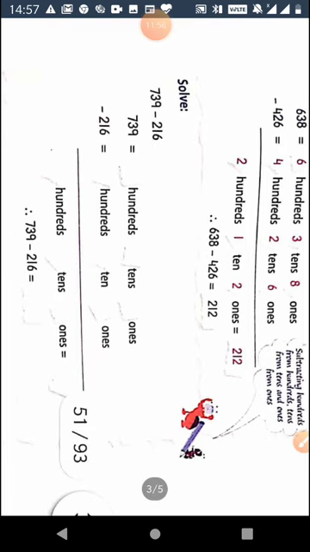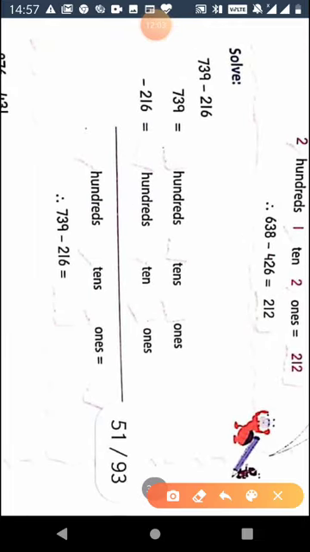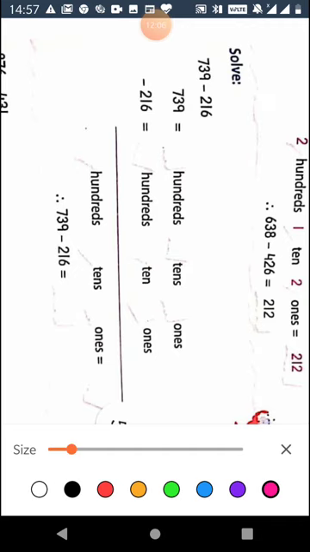Now we will do 2 examples. First one is solve 739 minus 216. So first again we will write the numbers in expanded form. So 739 means 7 hundreds, 3 tens, 9 ones, minus 216. So 216 means 2 hundreds, 1 ten and 6 ones.